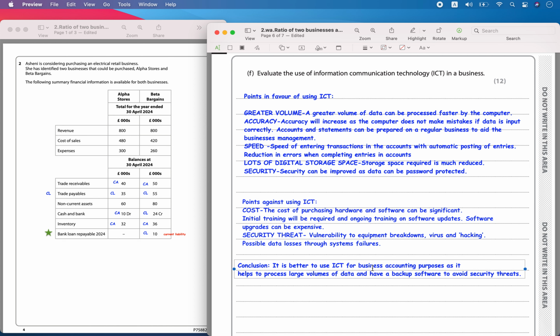But in conclusion, you can say that it is better to use ICT for recording business accounting purposes, as it helps to process large volumes of data, and you can have backup software.